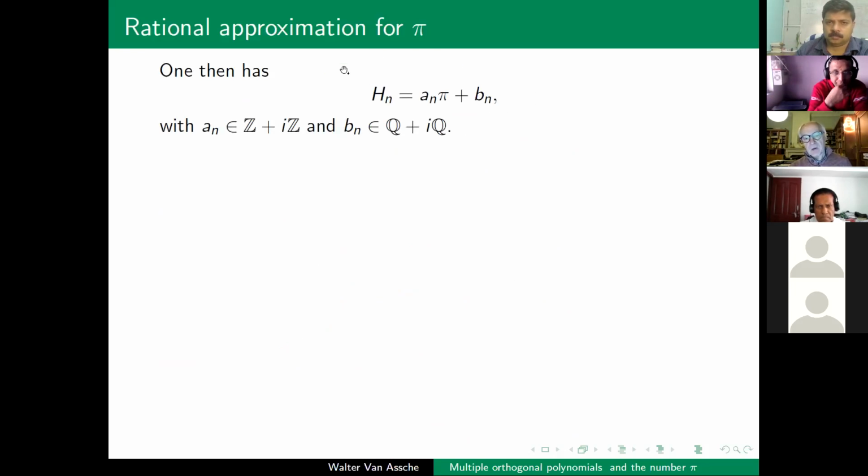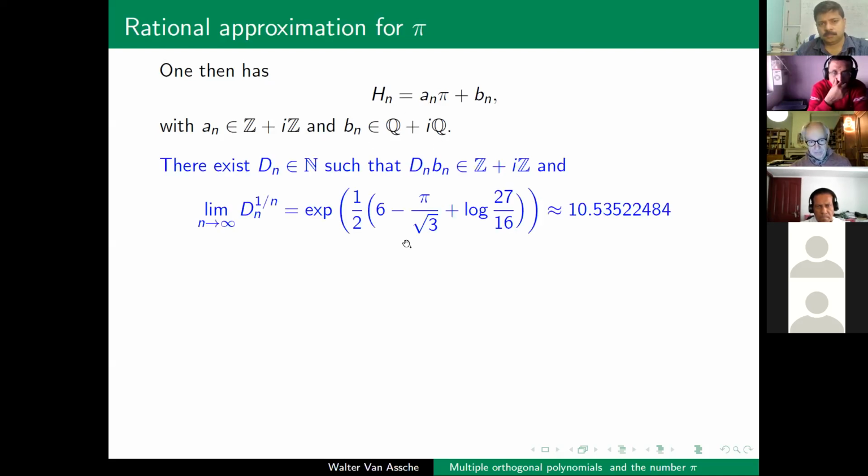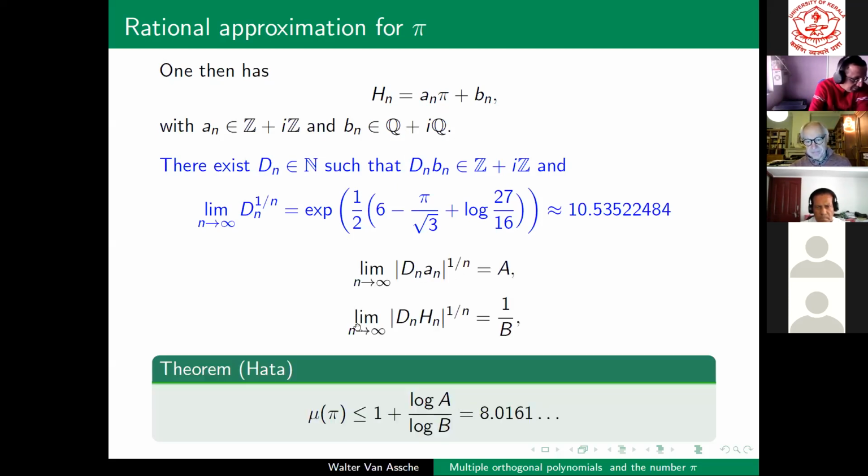And then again, Hata observed you have that this integral is a linear combination of pi with rational numbers an and bn, but they're now imaginary complex rational numbers. Again, there is going to be some number theory involved. You can multiply the bn by an integer number dn, so that it becomes an integer. And the nth root asymptotics is going to be such a number. And then you can use the saddle point method again to find the A and the B. And what you get is an upper bound for the measure of irrationality, which is now 8.0161, which is a lot better than the 23 we had before.